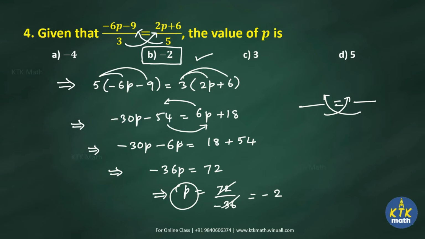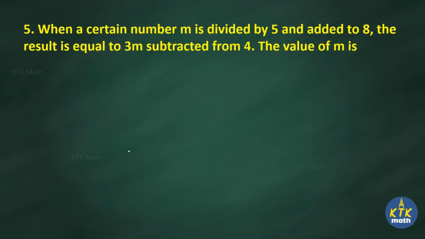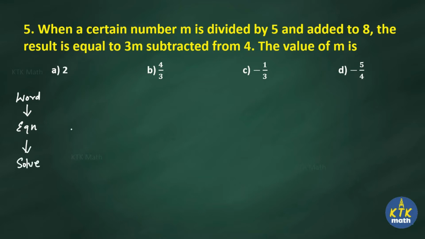Next, let us move to question number 5. Question number 5 is like a statement problem. From this question, we need to frame the equation first and then we can solve. So there are two stages. One is the word problem; you need to convert it into an equation and then you need to solve. So these are the stages.